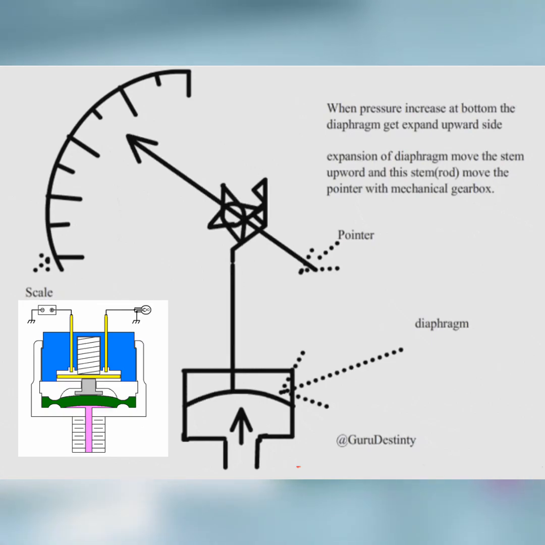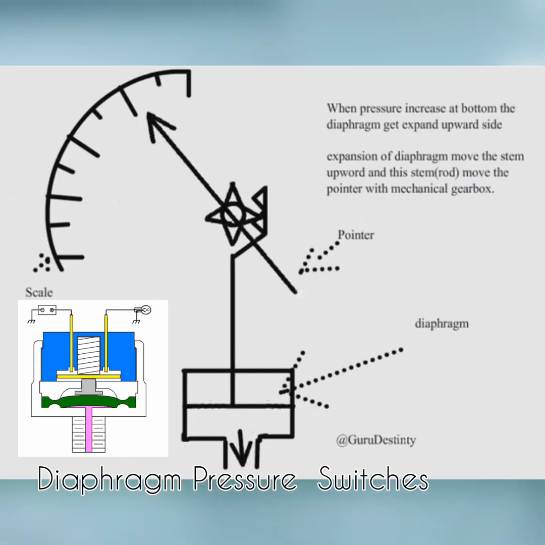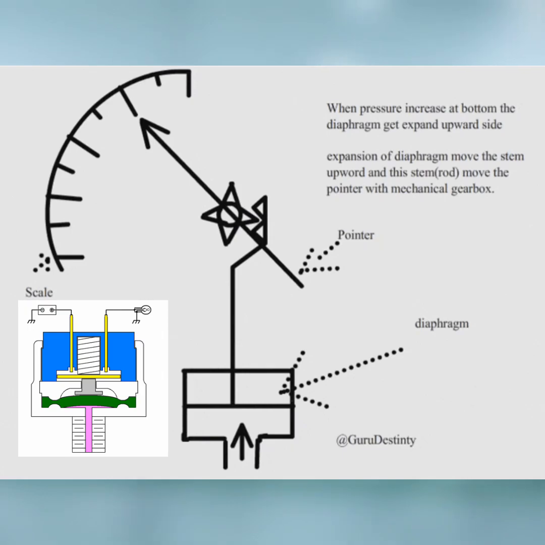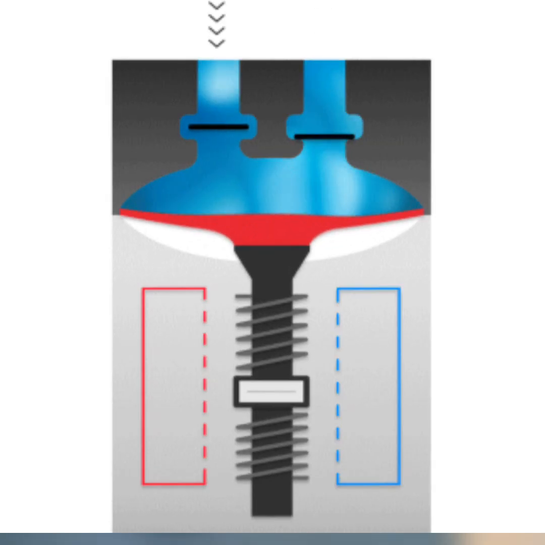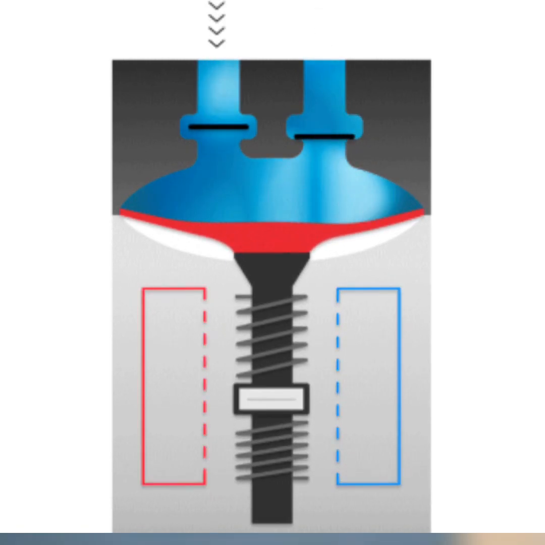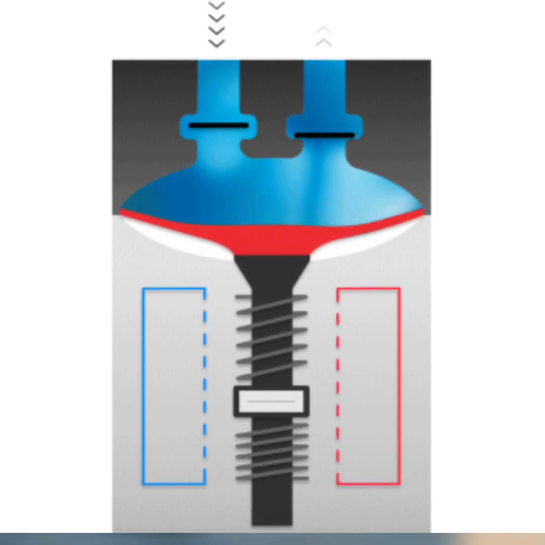First up, we have the diaphragm pressure switch. This switch utilizes a flexible diaphragm that reacts to pressure changes. When the pressure escalates to a certain threshold, it triggers the switch mechanism, opening or closing the electrical circuit.